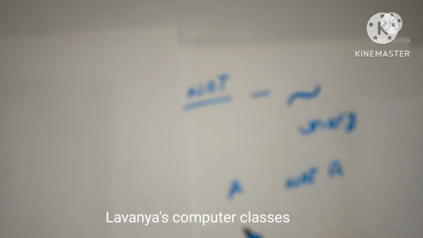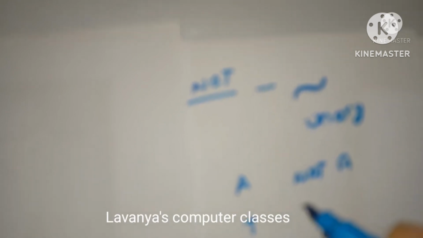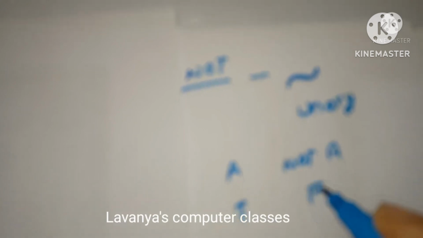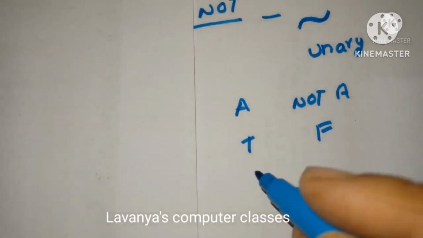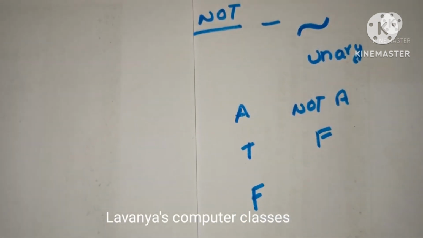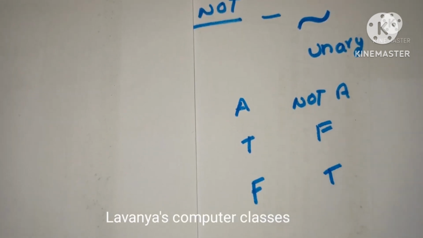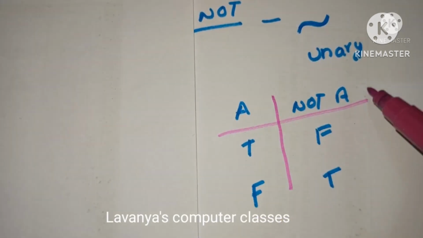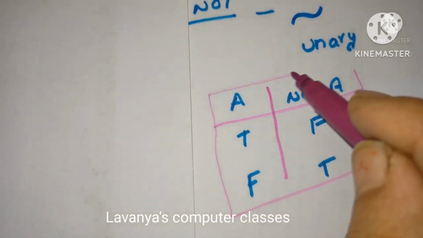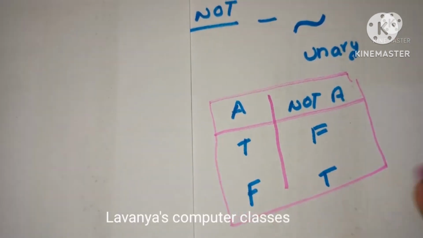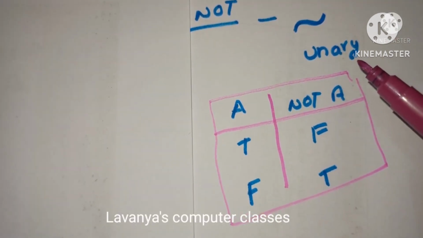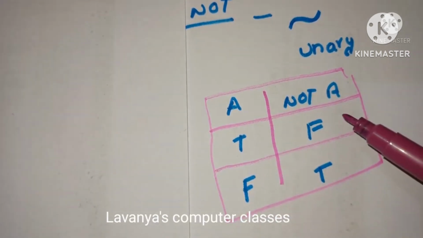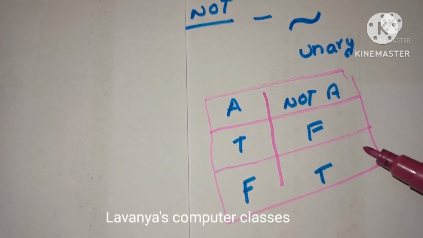A, not A. If A is true, what happens to not A? The opposite of A. Not A is false. If A is false, then what is the negative reverse of false? True. So this is the truth table of the NOT operator. So what is the NOT operator? NOT operator is a logical operator, but it is a unary operator because it is used with only one condition. If A, not A is the reverse. If A is true, not A means false. If A is false, not A is true.